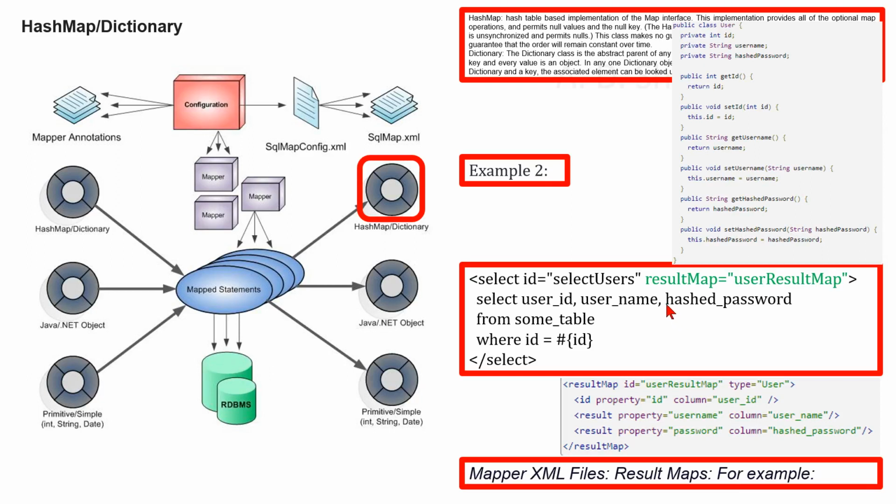Now we are considering result maps in XML mapper files. For example, here the result map element is the most important and powerful element in MyBatis. It's what allows you to do away with 90% of the code that JDBC requires to retrieve data from result sets, and in some cases allows you to do things that JDBC does not even support.